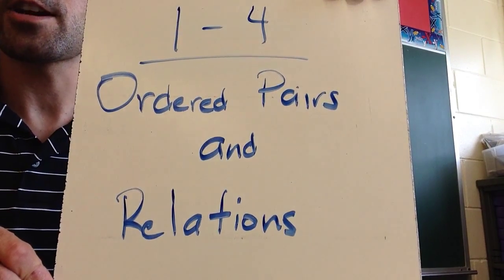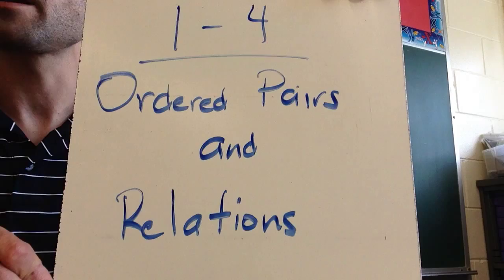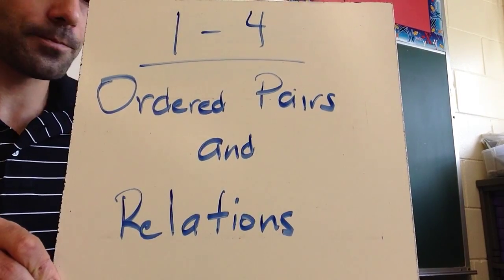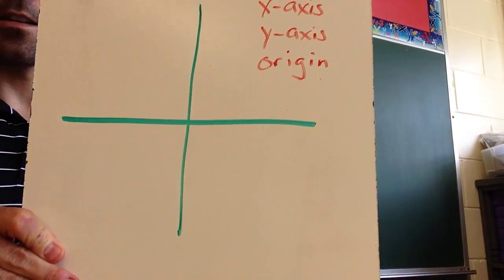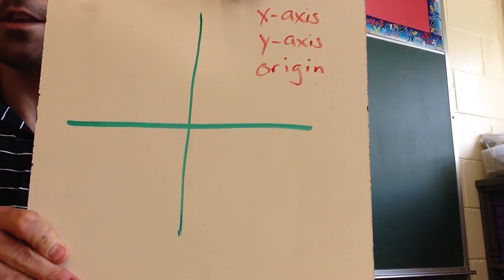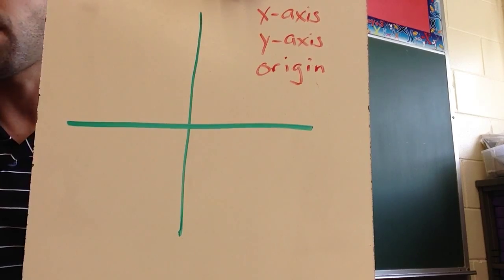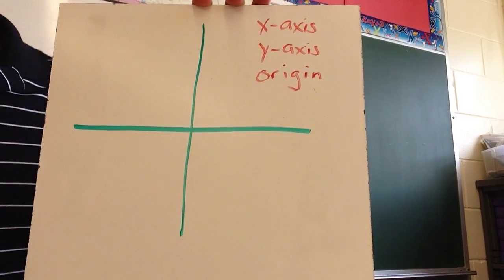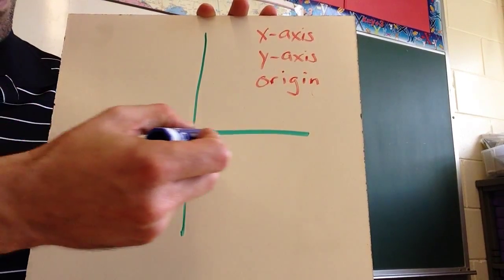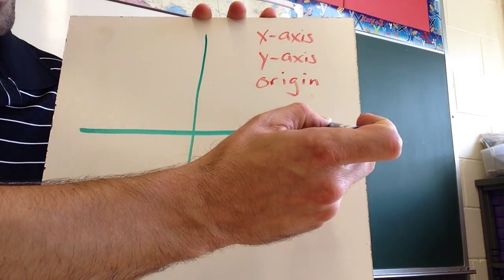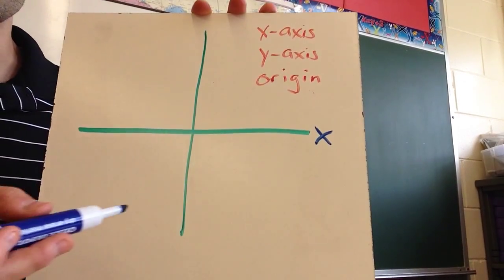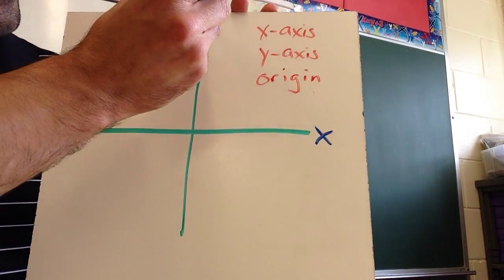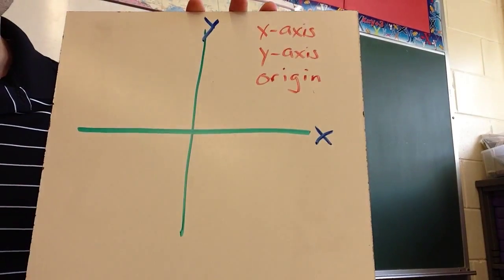This video is going to discuss Chapter 1.4, Ordered Pairs and Relations. The first thing I want to talk about are these three terms. If you think about it, the x-axis is the horizontal axis going across, so that would be this. And the y-axis is the vertical axis going up and down, and that is this.